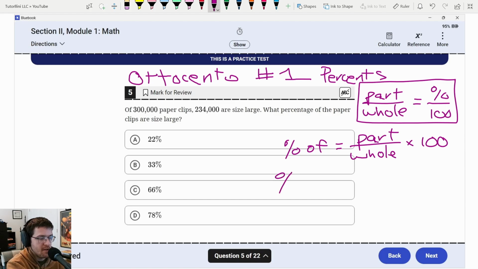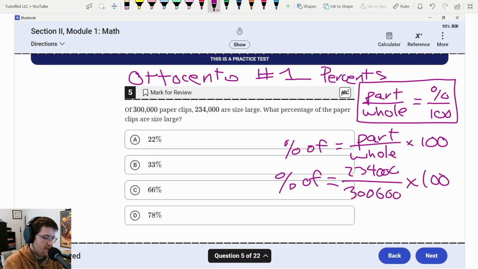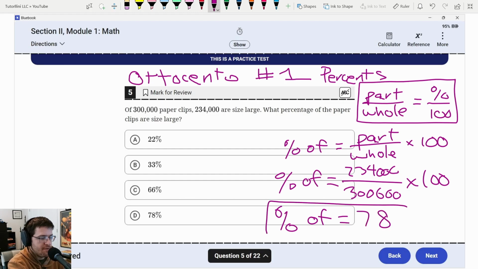It doesn't matter. So the percent is equal to 234,000 over 300,000 times 100. I'm just going to put that in a calculator. And I'm getting a percent of 78. So it's 78% of them are size large, which is choice D.